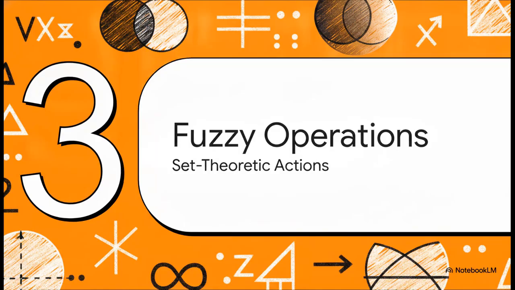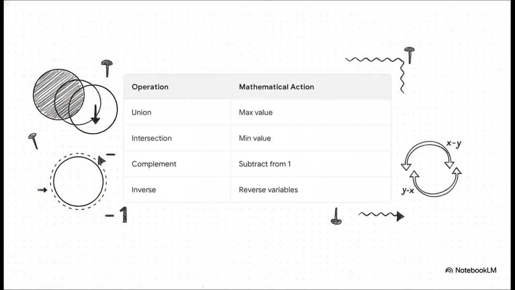Section 3. Operating on fuzzy relations. Next up in our assembly phase, we need to establish the specific set-theoretic mathematical operations that actually let these fuzzy relations interact with each other. Let's map out our tools. Keep in mind, we're dealing with values between 0 and 1 now.